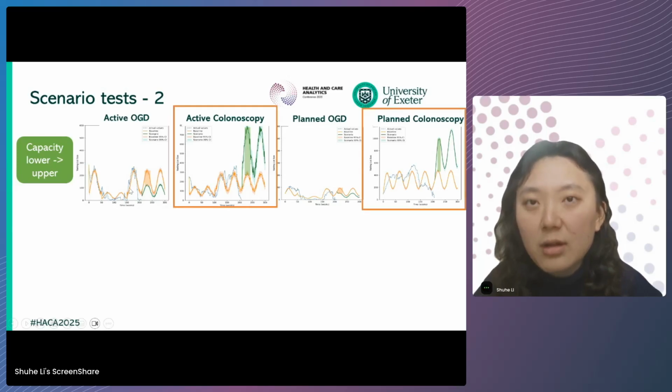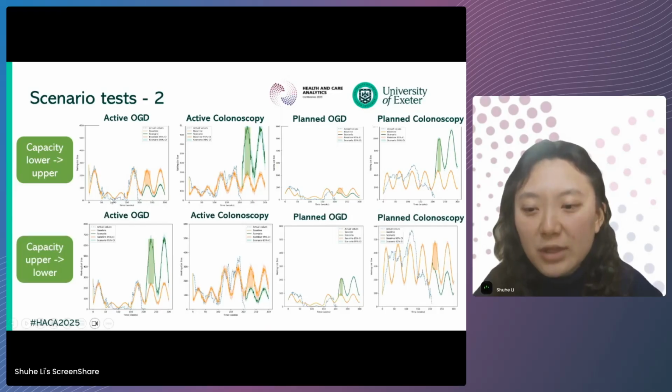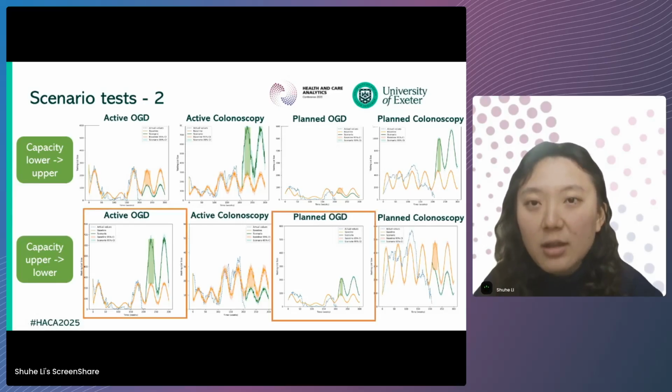When we reduced the capacity ratio for lower GI and allocated it to the upper GI procedures, we can see a significant increase in both the active and planned colonoscopy list, and the peak increase was around 1,050 individuals. In contrast, when we reduced the ratio of upper GI and allocated it to lower GI procedures, the increase in both active and planned OGD list was less pronounced, resulting in a peak increase of around 500 individuals and a much greater decrease in the length of the colonoscopy list.